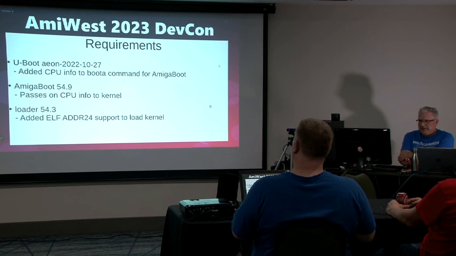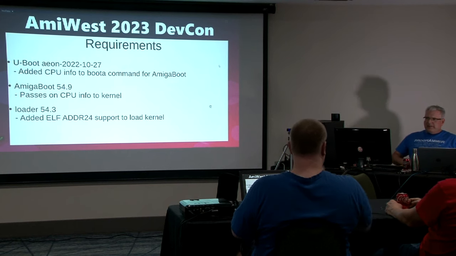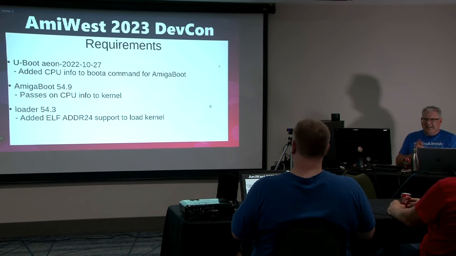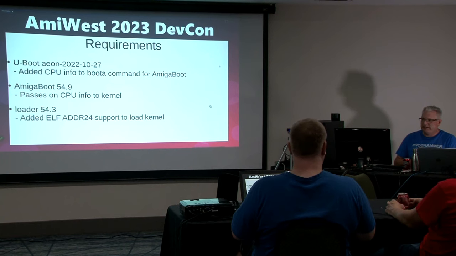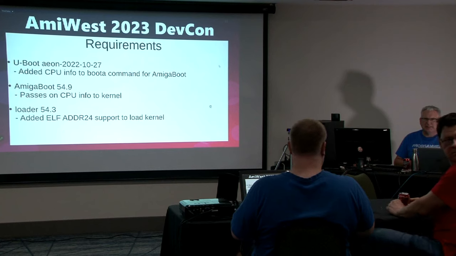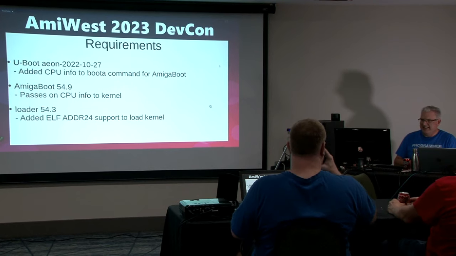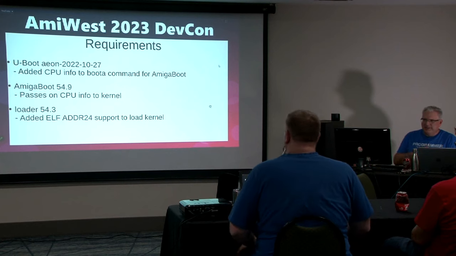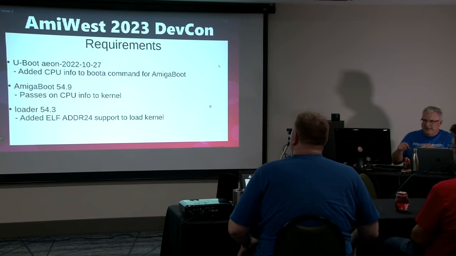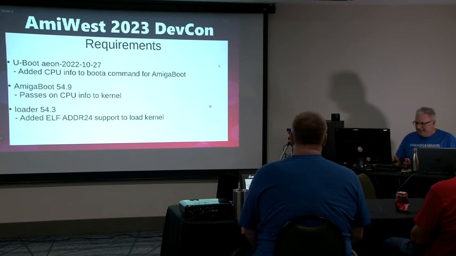Then there's this other program that's kind of hidden called Loader, right? And Loader takes your binaries from the SD card, loads them into RAM. That's all it does. That's why it's called Loader. Good name, eh? Well, for reasons I do not understand, we needed this EDDR24 support for the multi-core kernel. And so the loader needed a change to load that particular type of, what is it called, section? Module, whatever it's called. Anyway, we had to have that, so Thomas added it in. So now what happens is you boot, you hit boot A, Amiga Boot goes, finds Loader, executes it, loads all the files, and goes to the next step.